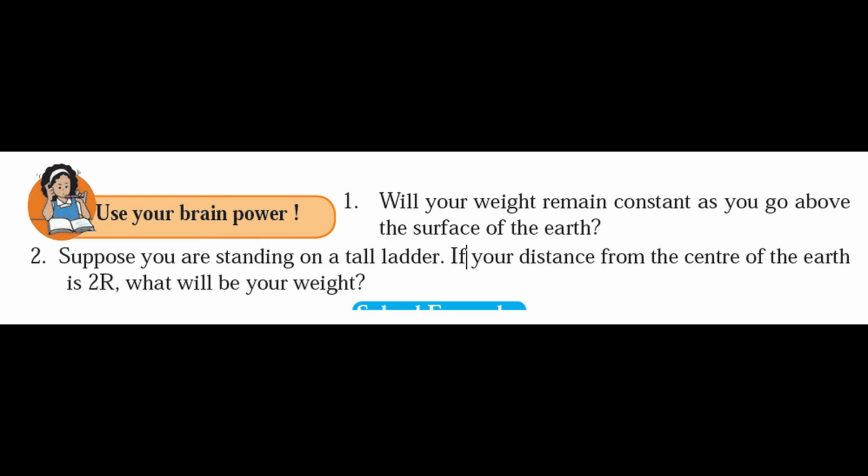Now let's look at the second question. Suppose you are standing on a tall ladder. If your distance from the center of the earth is twice the radius, what will be your weight? Again, here the mass remains the same, but the weight is going to change because you are at double the radius distance. Your weight will be 1/4 of the weight at the surface of the earth.